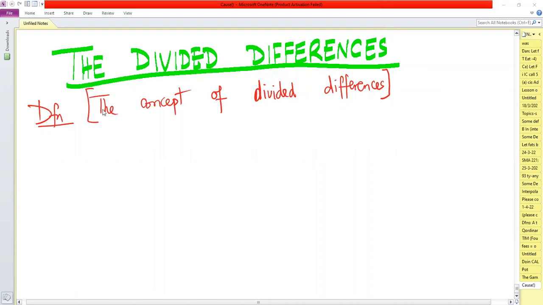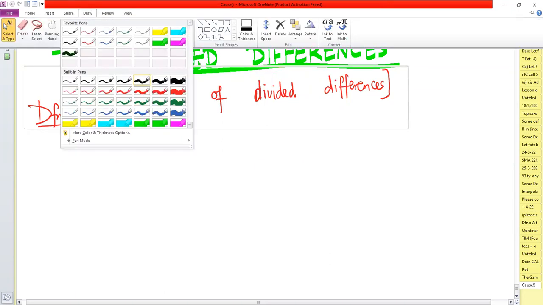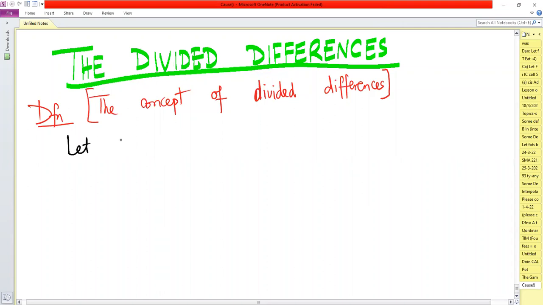Now let our function be defined or be given at the points x0, x1 up to xn, which are not necessarily equally spaced.